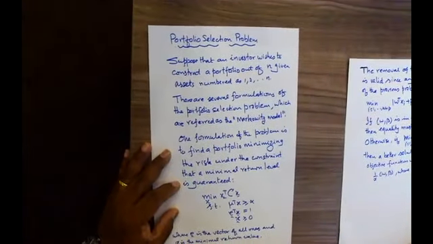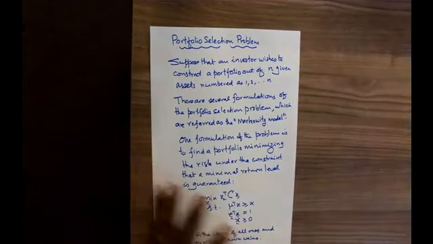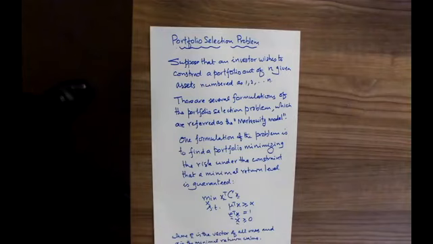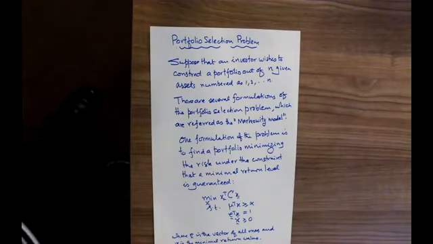Just to finish up one more class of problem, which is commonly used: the portfolio selection problem. It's also a convex optimization problem. It appears in finance and management science quite a lot. Suppose that an investor wishes to construct a portfolio out of n given assets, numbered from 1 to n. Obviously, they are risky assets. You want to minimize the risk.